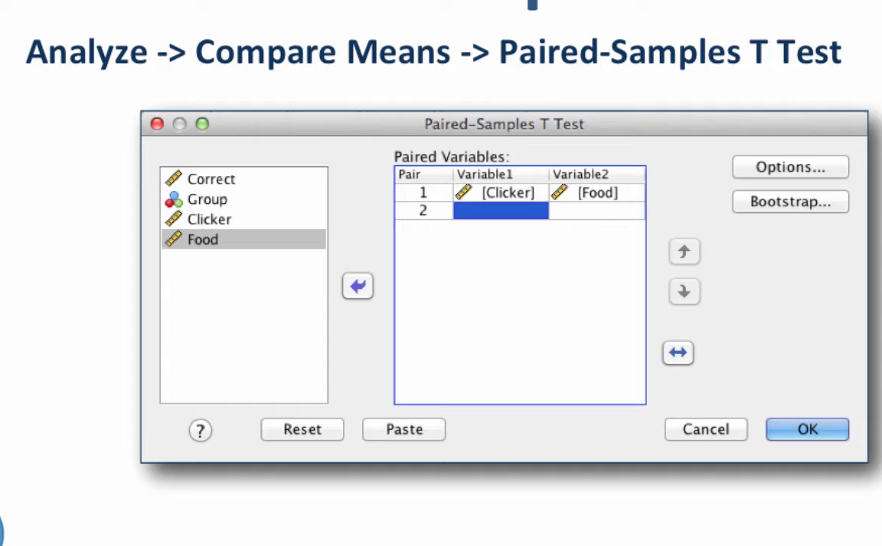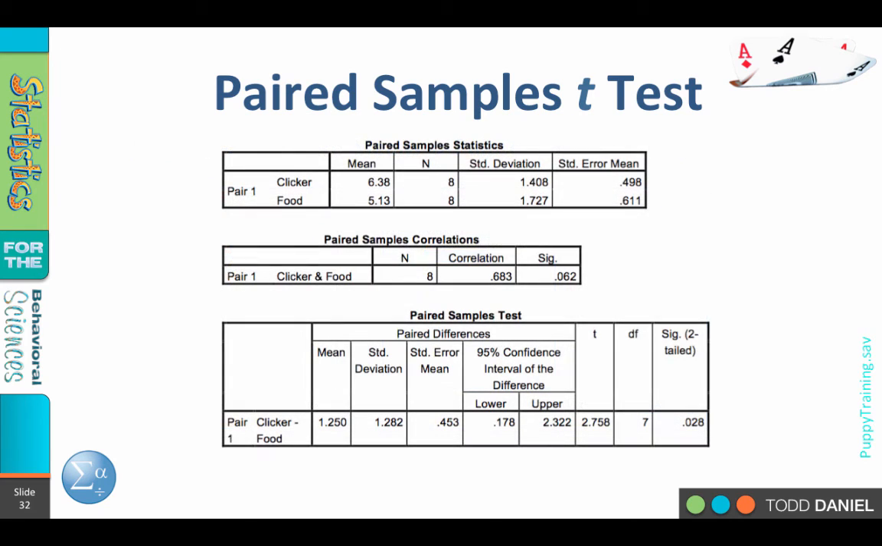Now notice that although that is the first pair, SPSS asks us for the second pair. And if we were to put 2 more variables into the second pair, it would ask for a third and a fourth. It just keeps asking for pairs. So don't feel like because it now wants a second pair that you have to put something in there. It's just giving you the place if you wanted to run multiple paired sample t-tests. We just want to compare clicker to food. There are no options under options or bootstrap that we are interested in. So just click OK and let's see what happens.